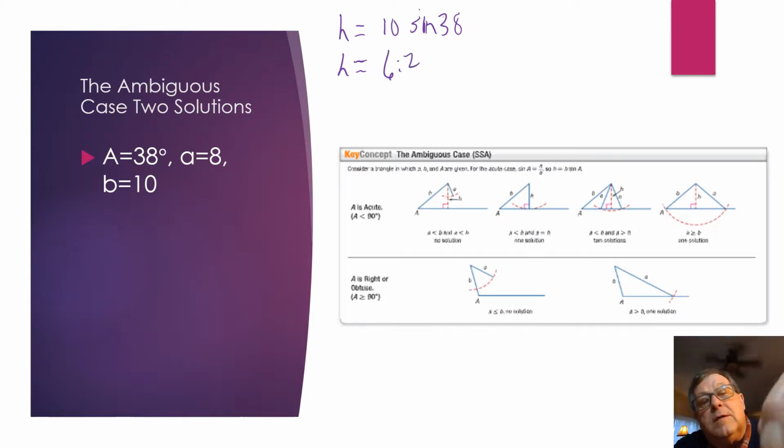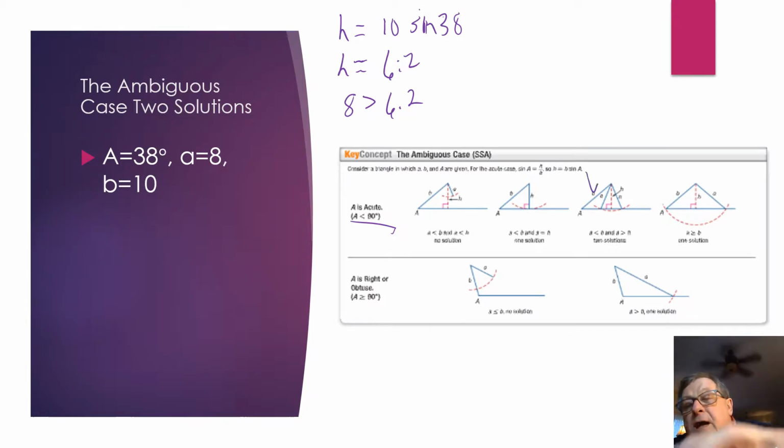Now, what's A? So A then is greater than 6.2, which I'm looking across the chart here for this acute angle. A is less than B and less than H. That's not us. A is less than B and equal to H. That's not us. A is less than B and A is greater than H. That's ours. Two solutions. Now, what this means is that angle B in this case could be an acute angle, but it also could be obtuse. And we have to think about it both ways.